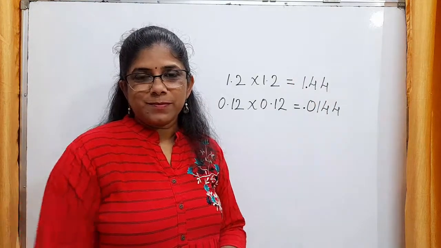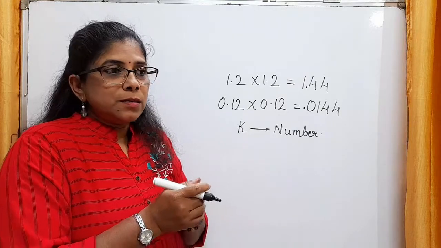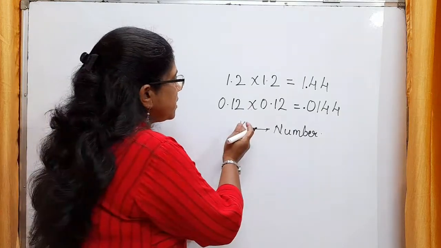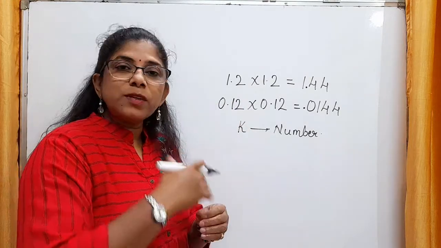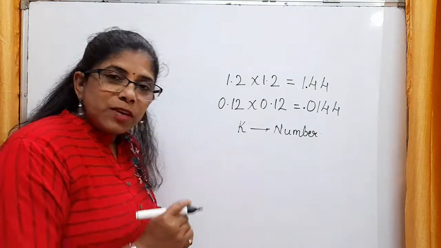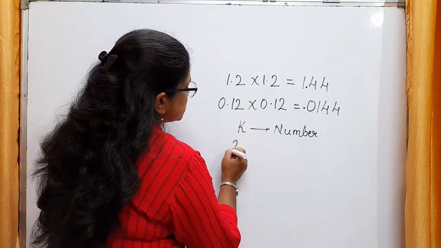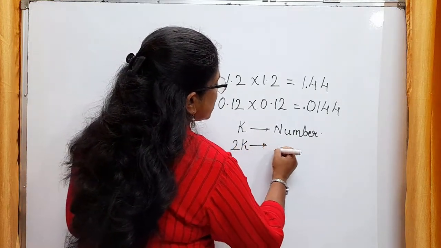0.0144. So even here we can explain this in such a way that if there are k digits after the decimal point in a number, then the number of digits after the decimal point in its square is going to be 2k.